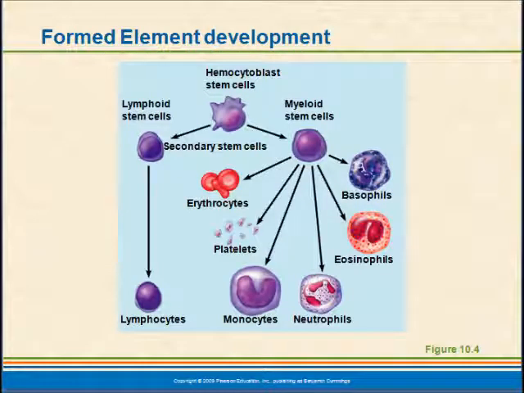These cells come from a stem cell that's called a hemocytoblast. Now, I don't care that you know hemocytoblast, but there are two subgroups, lymphoid cells and myeloid stem cells. The lymphoid stem cells make lymphocytes. That's B and T cells. All of the other cells, the erythrocytes, the platelets, monocytes, neutrophils, all of that come from myeloid cells.